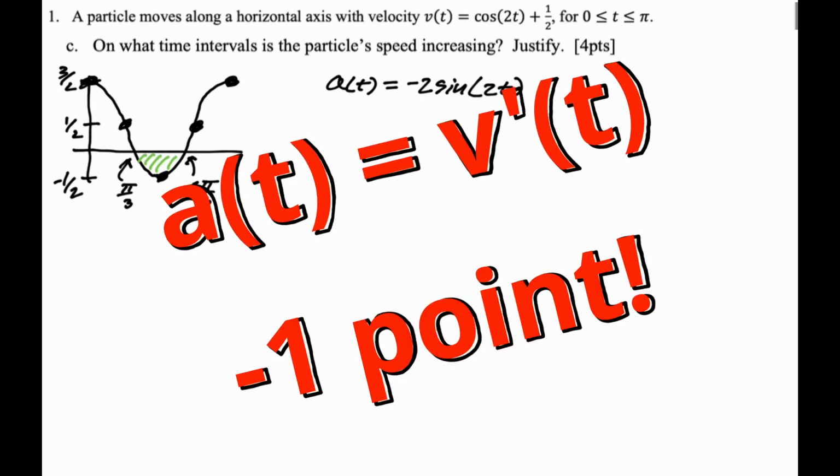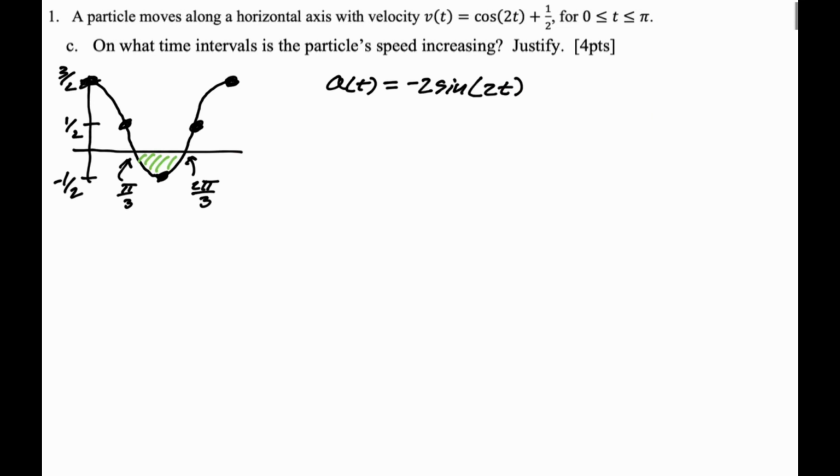Acceleration, I'm going to take the derivative of velocity. I should have written that a of t is v prime of t. I really should have written that. And now I'm going to graph this, which is just a negative sine graph. Same period, looks like this. I will use these now to make my sign charts.